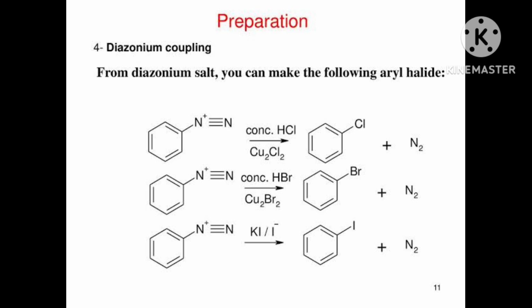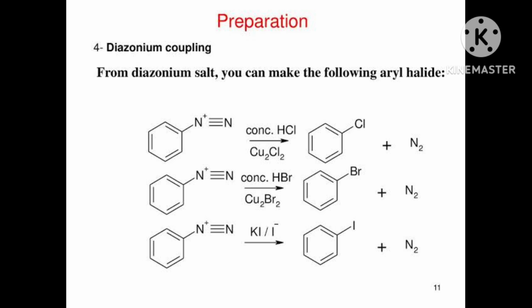Now actually your intention is to get X attached directly to the benzene. That is our intention: N2X should go, and in its place X should come, correct. Now this N2X formed, benzene diazonium halide formed, in the presence of Cu2X, cuprous halide, what will it do? Think about that.